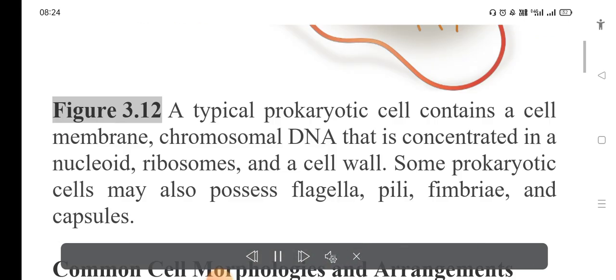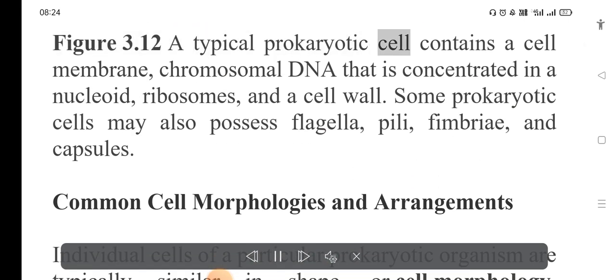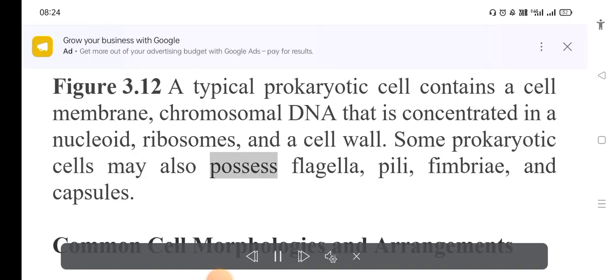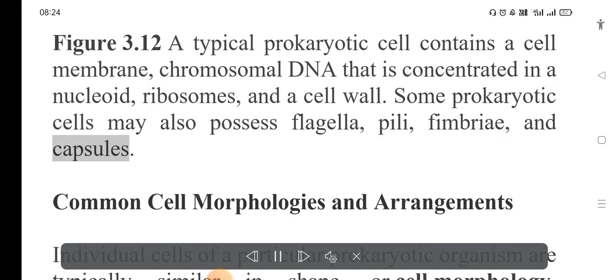Figure 3.12: A typical prokaryotic cell contains a cell membrane, chromosomal DNA that is concentrated in a nucleoid, ribosomes, and a cell wall. Some prokaryotic cells may also possess flagella, pili, fimbriae, and capsules.